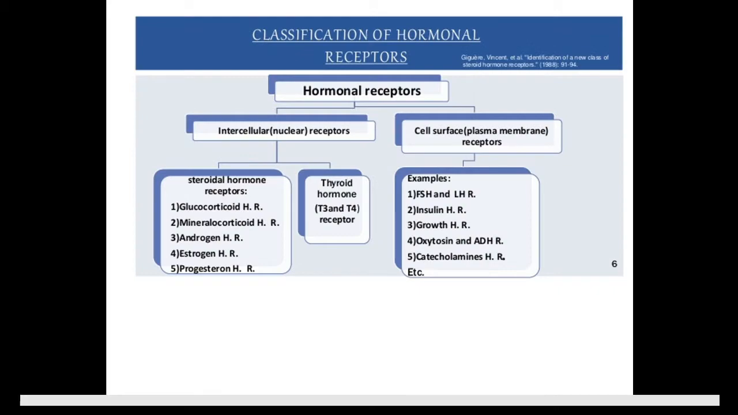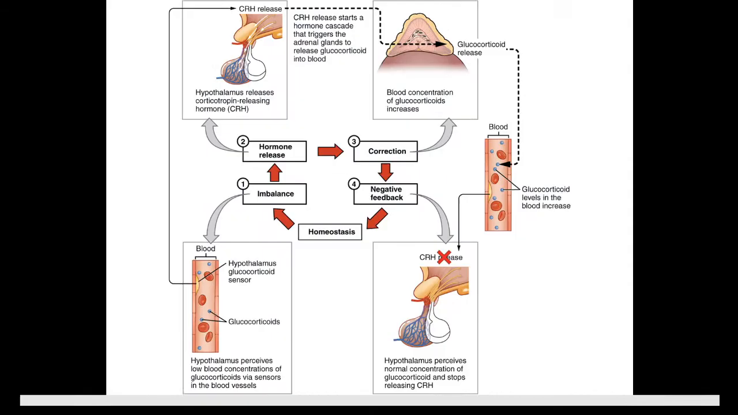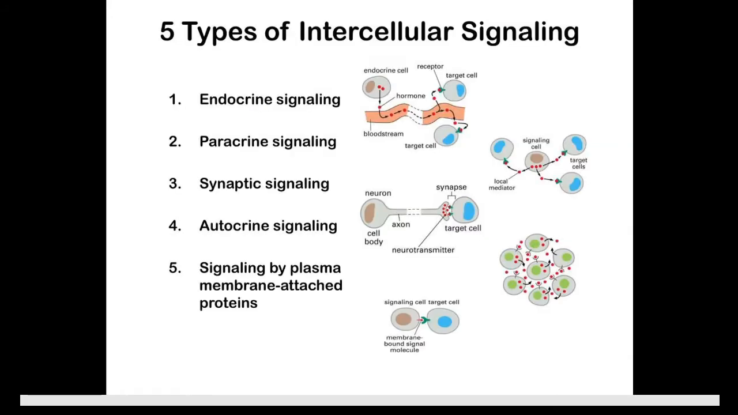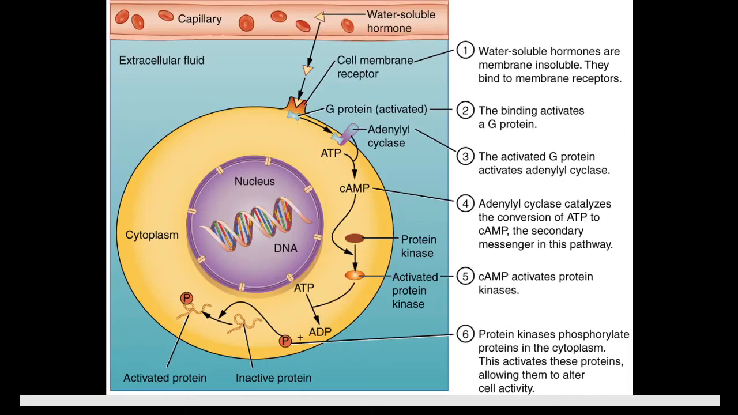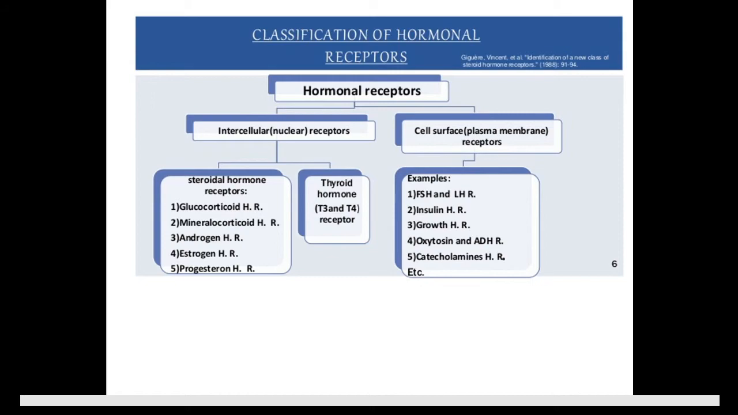Okay, based on the location we divide the hormonal receptors. Till now we have discussed the signals, that is, the hormones in the cell signaling pathway. Now we are going to discuss the hormonal receptors. Hormonal receptors are intracellular and cell surface. Earlier I told you that we have different types.